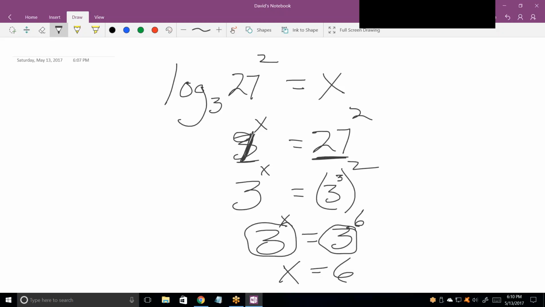if that was a 9, then I would write the left side as 3 squared to the x, and the right side is 3 cubed. In other words, my common exponential base is 3, not 9.